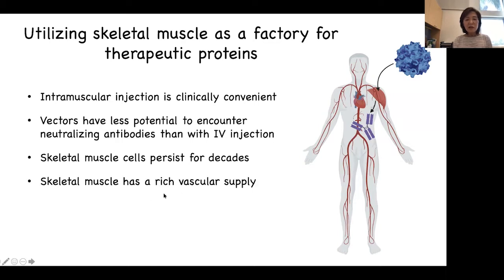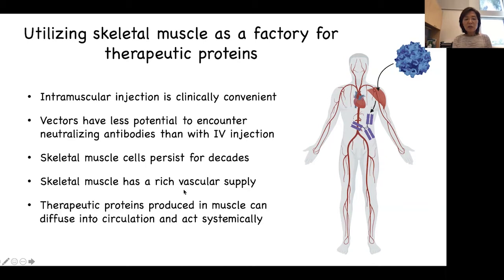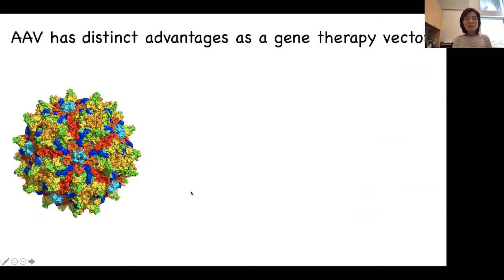And if you are producing a therapeutic protein and you want it in your circulation, muscle is a good place to produce this protein because it has a very rich vascular supply. So it's a good place to produce a therapeutic protein and have it diffuse into circulation. So that's intramuscular injection.